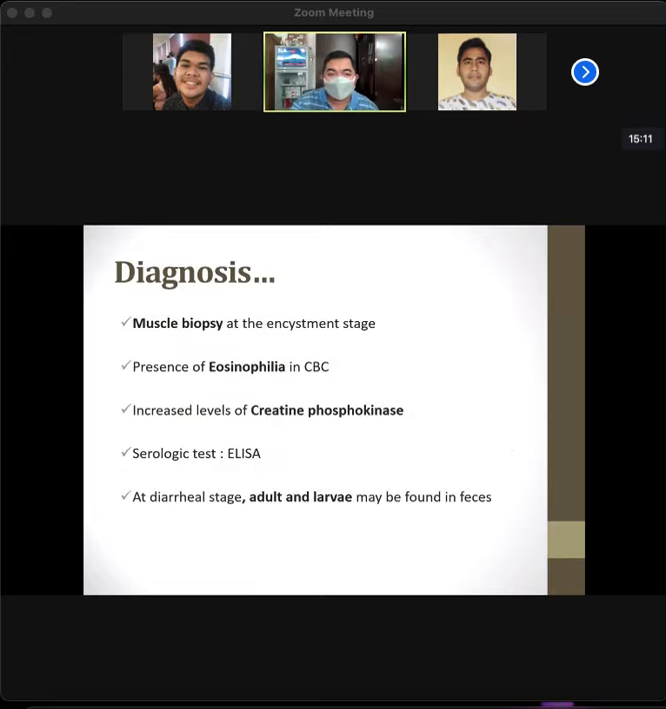So what do you think we will do to diagnose this type of trichinosis infection? Since it is located in the muscle, we can do biopsies. If we do blood work, we can see eosinophilia. Because it's the muscles, they have enzymes such as creatine phosphokinase. If we do serologic tests, we can use ELISA. And then we have the diarrheal stage, where we can see adults and larvae in the stool.